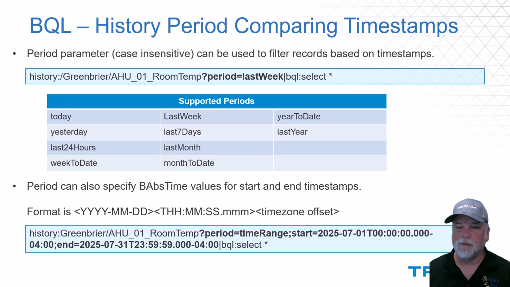You can also specify a start and end time. So if it doesn't fall into the floating time ranges, you can specify exact start and stop periods using the format that you see on the screen. And this is the same as the BAbsTime encodeToString help, right? We're using that ISO format, year, month, day, hour, minute, second, milliseconds, and the time zone offset to set that up.